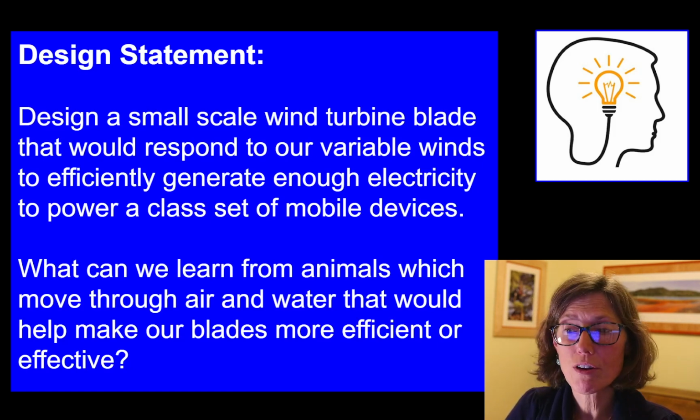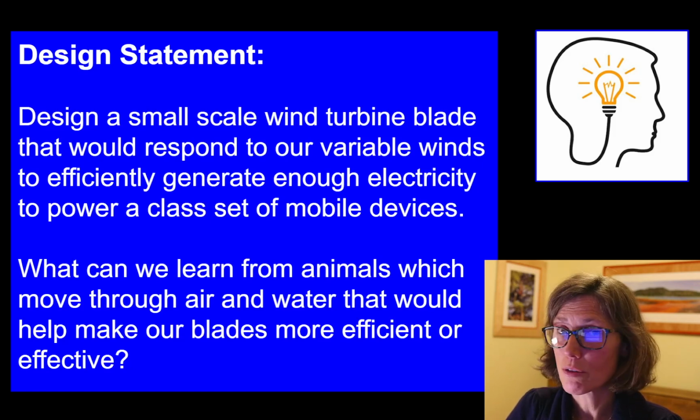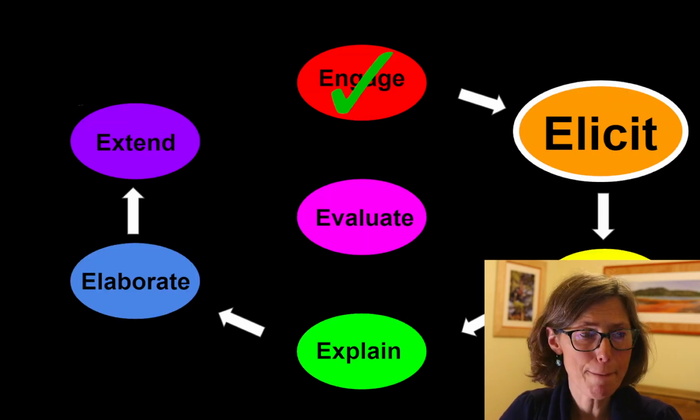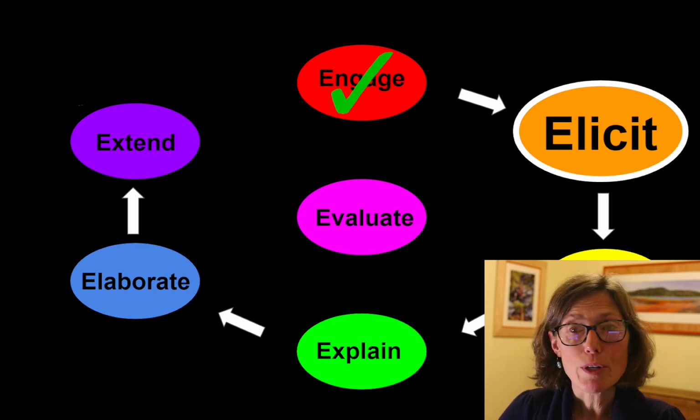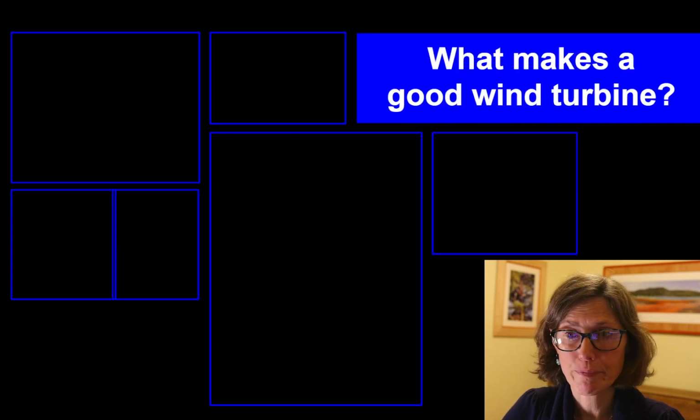And what can we learn from animals, as I showed you earlier, which move through either air or water, that would help make these blades more efficient, more effective? Okay? That brings us to the second of the 7 E's, which is elicit. How shall we guide students to dissect the design challenge problem using open-ended questioning?